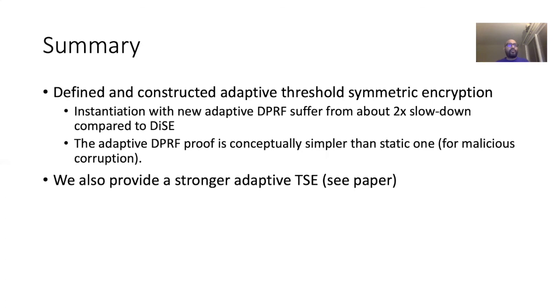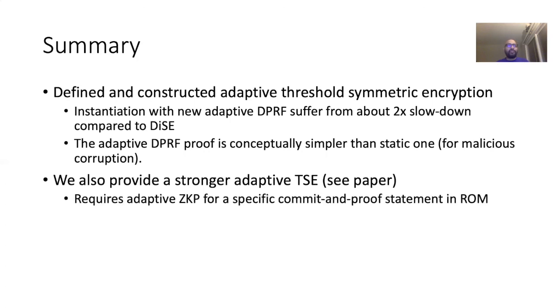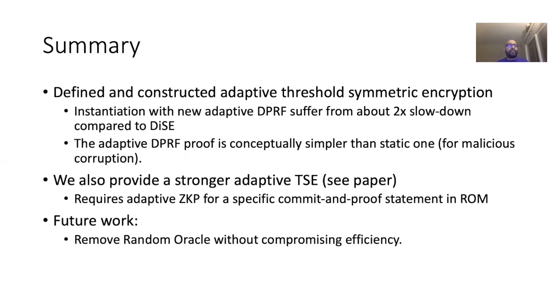We also provide a stronger adaptive DSE, which we did not have time to talk about, but that requires an adaptive non-interactive zero-knowledge proof for a specific commit-and-proof statement in the random oracle model. As future work, we can think about removing the random oracle without compromising efficiency for this particular TSE scheme.